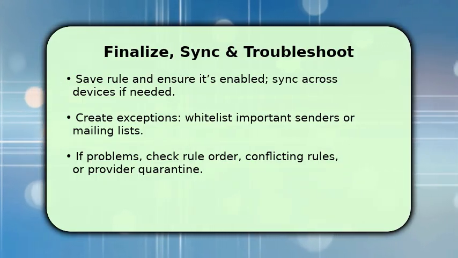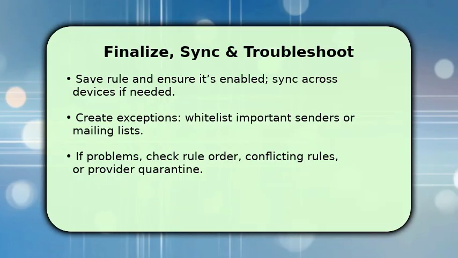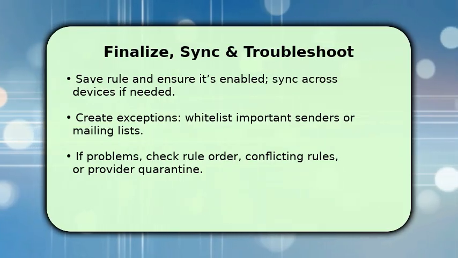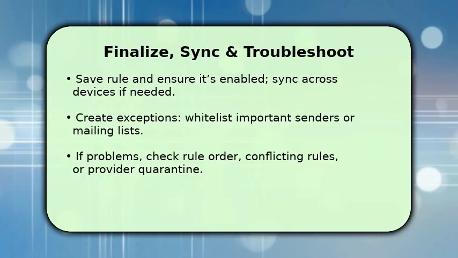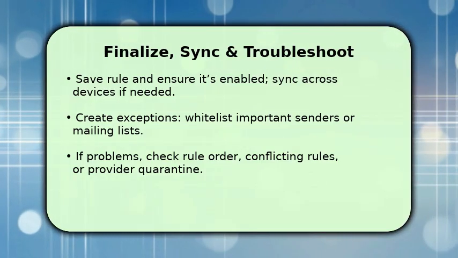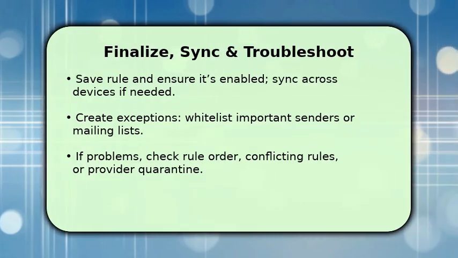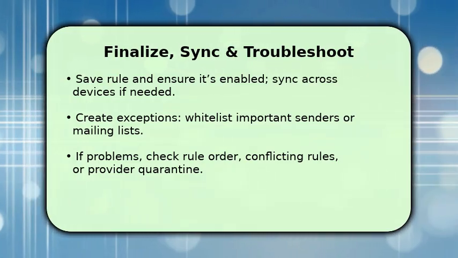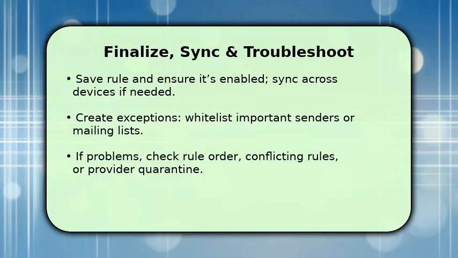Review rule order. Many systems run filters top to bottom, so a broad rule above a specific one can override it. If mail vanishes unexpectedly, check your spam or quarantine folder and adjust actions. When in doubt, temporarily disable new rules to observe behavior, then re-enable after fixes.